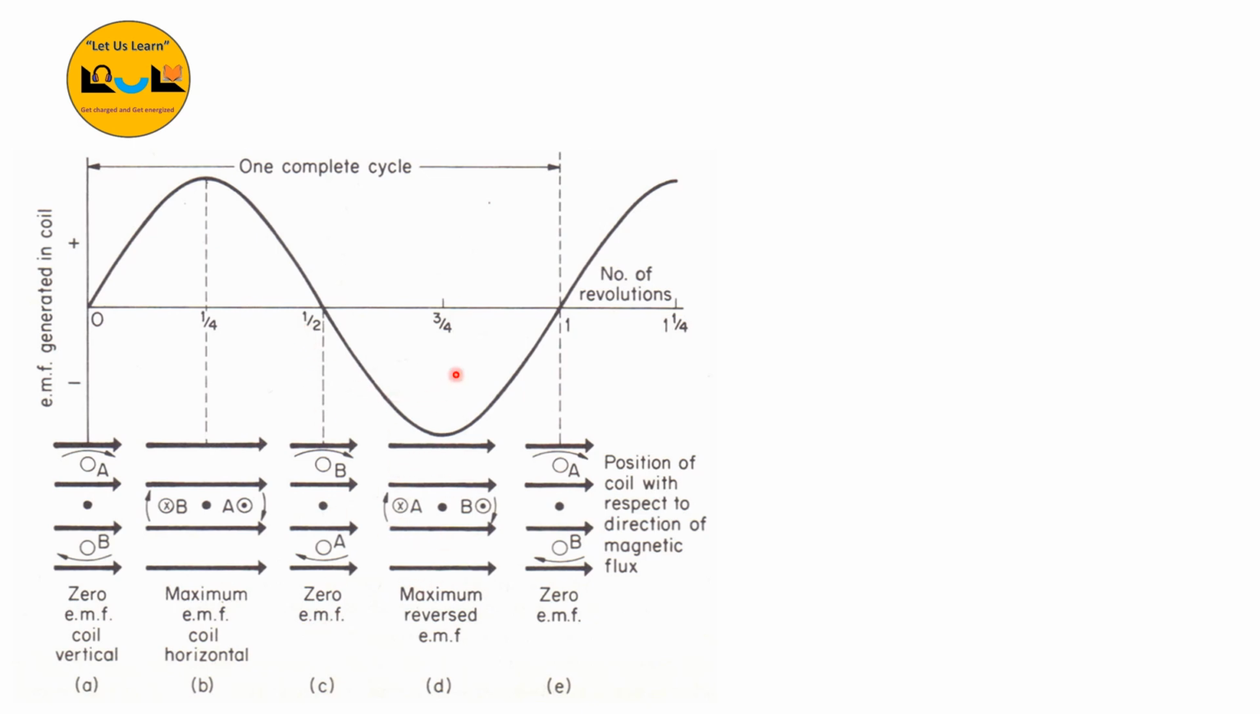Again, at 270 degree, the magnetic line and current carrying conductor are perpendicular to each other. So the maximum EMF will be generated. This point is called the negative maximum EMF, and this point is called the positive maximum EMF. Similarly, at 360 degree, the magnetic line and conductor velocity are parallel, so the EMF generated is 0. From 0 to 360 degree, one cycle consists of a positive maximum value and a negative maximum value. That is called one complete cycle.